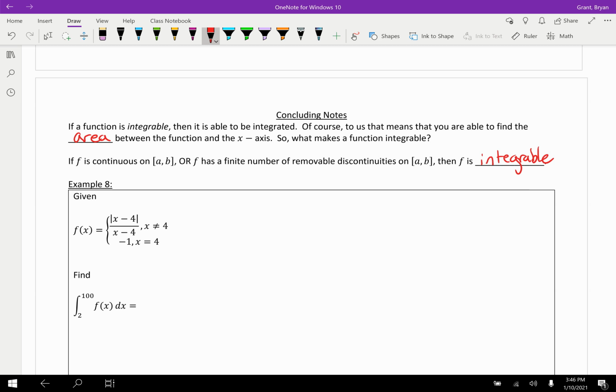And you might remember that most commonly a removable discontinuity shows up as a hole, right? And so what that's saying then is one hole in a graph, or 10 holes, or even a million holes, if you can count all of them, doesn't affect the area. It's only if you were to have an infinite number of removable discontinuities or other types of discontinuities that we'll see in just a second that would make it so we cannot find the area.